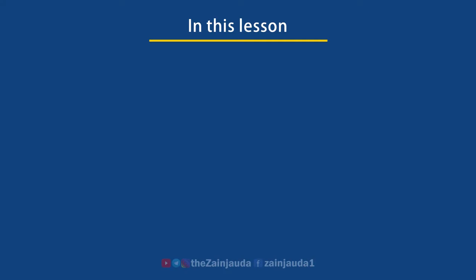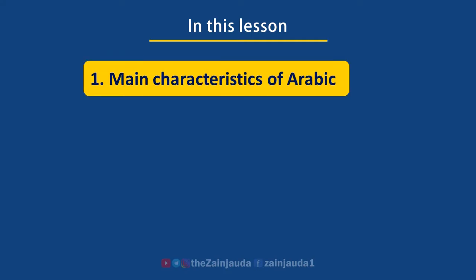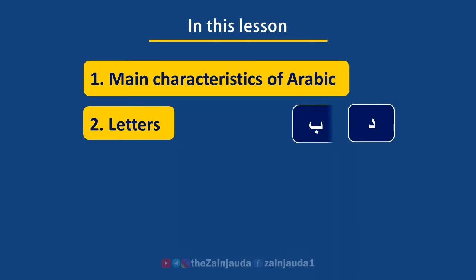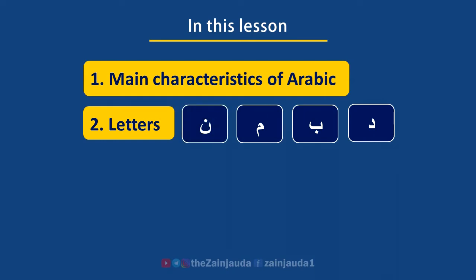At the beginning of our lesson for today, we will start by some main characteristics of Arabic. In lesson number 1, we had 2 characteristics and today we will have another 2. As I promised, starting from this lesson, I will be explaining the letters in details. In each coming lesson, inshallah, we will have about 4 letters. Today we will have Dal, Ba, Mim, and Nun.